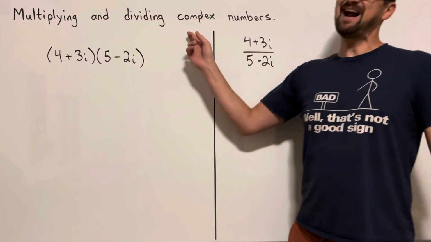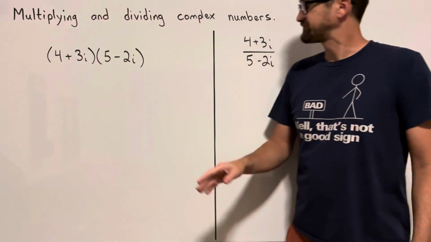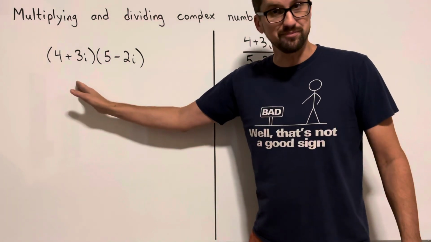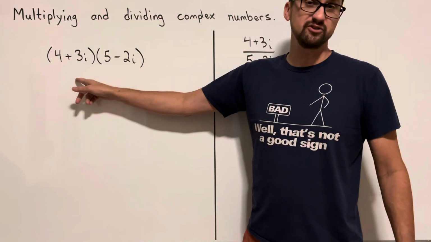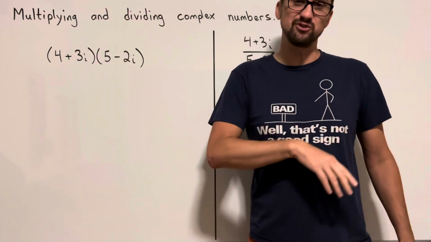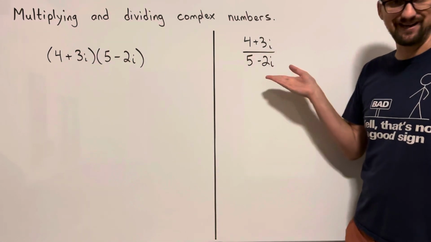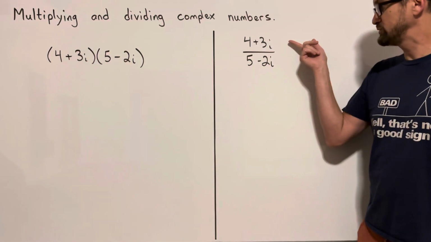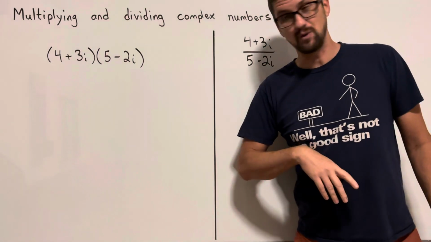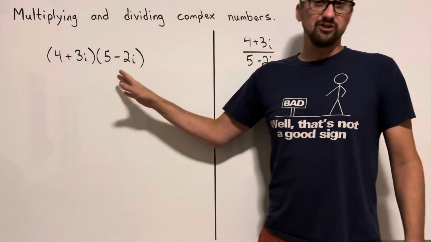Multiplying and dividing complex numbers. First, we're going to look at multiplying complex numbers: 4 plus 3i times 5 minus 2i. And then we're going to look at dividing them: 4 plus 3i divided by 5 minus 2i. But first, let's look at multiplying.